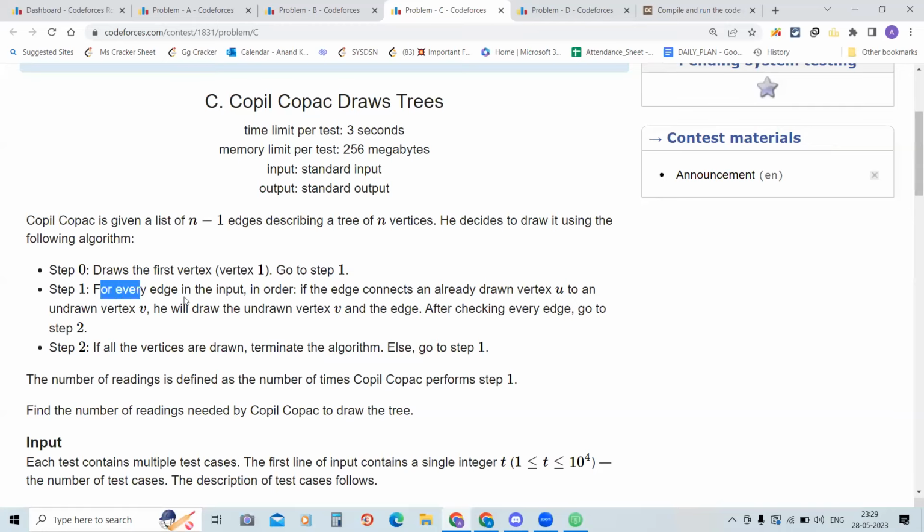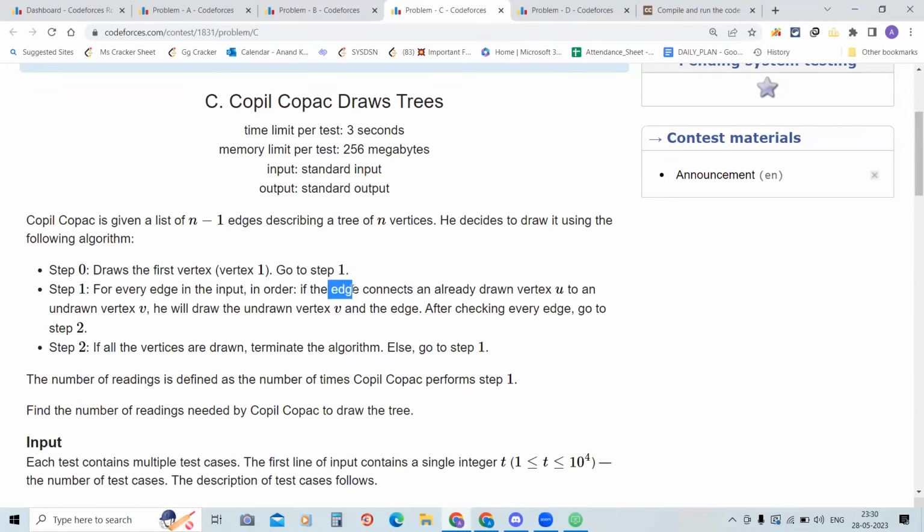Then for every edge in the input, exactly in the same order in which you have been given the edge list, you iterate on the edges. If the edge connects an already drawn vertex u to an undrawn vertex v, we draw the undrawn vertex v and the edge. After checking every edge, go to step 2. What is step 2? If all the vertices are drawn, we terminate the algorithm. Otherwise, we again go to step 1, that is, we again check all the edges in the input list.